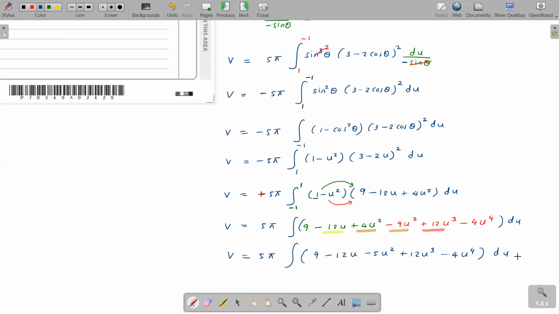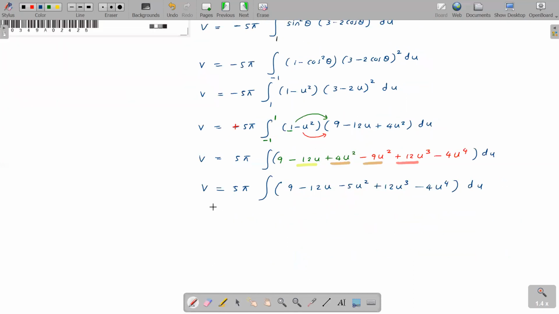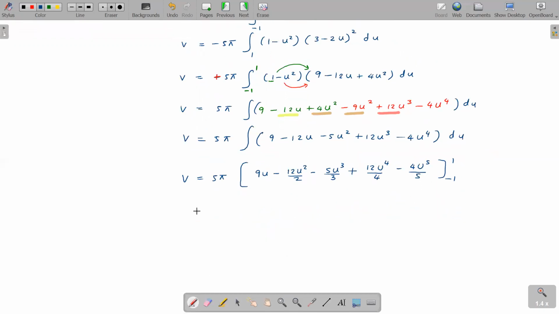So this is what I need to integrate now. I still didn't integrate. Now I have to integrate this. So let's integrate. Volume equals 5 pi times the integration. 9 integration is 9u. 12u integration is 12u square over 2. You add 1 to the power and divide. 5u square integration is 5u cube over 3. Plus 12u cube is 12u to the power 4 over 4. Minus 4u to the power 4 is 4u to the power 5 over 5. Your limits are from minus 1 to plus 1. Shall we input the limits?